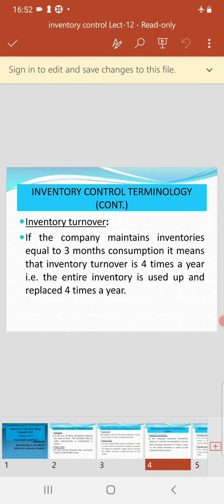Next is inventory turnover. If the company maintains inventories equal to 3 months consumption, it means that inventory turnover is 4 times a year. So the entire inventory is used up and replaced 4 times a year. How many times you order, that we need to find out to get the inventory turnover of a company.